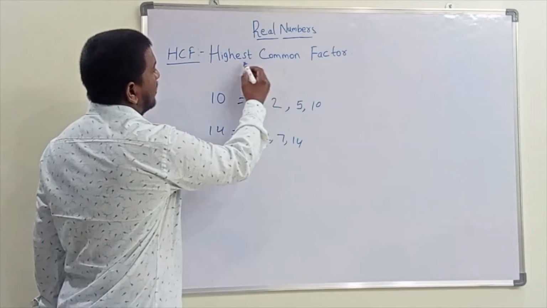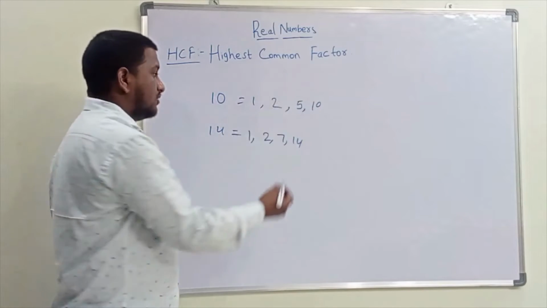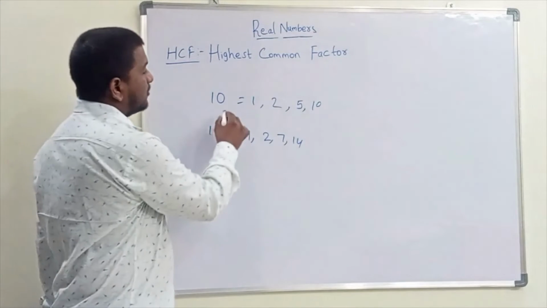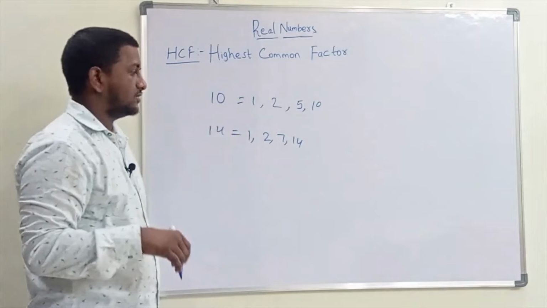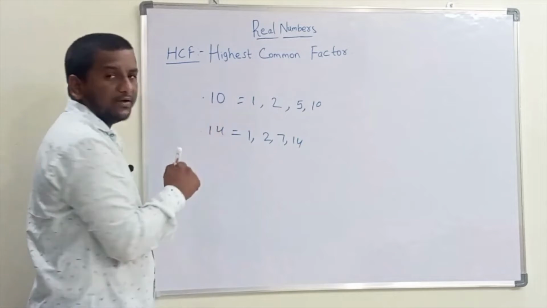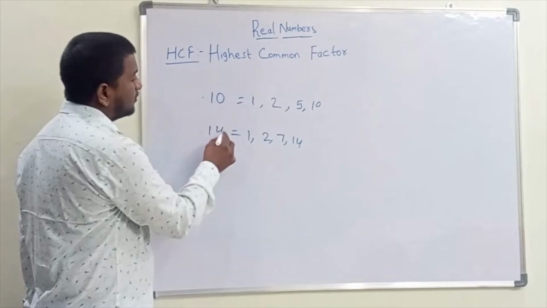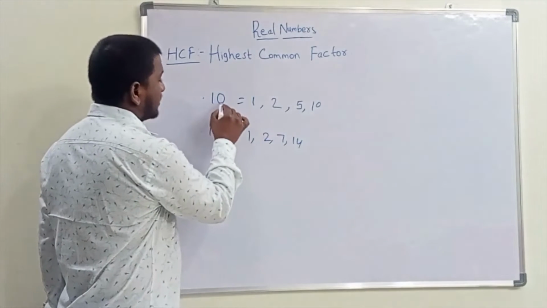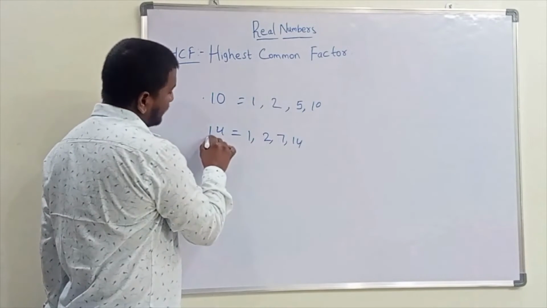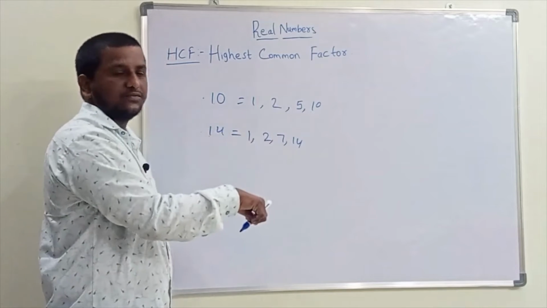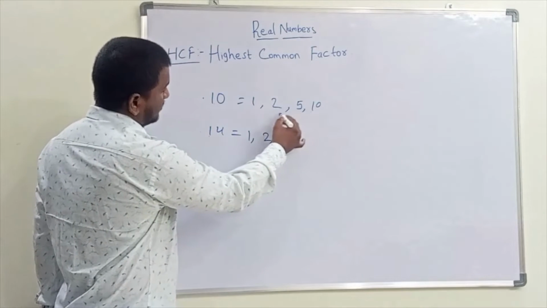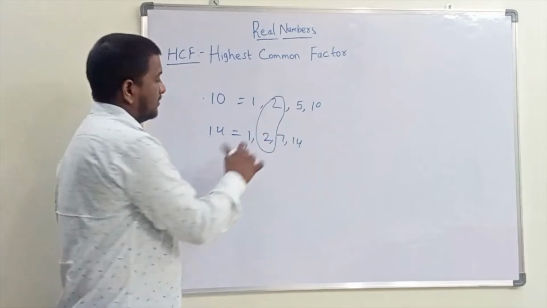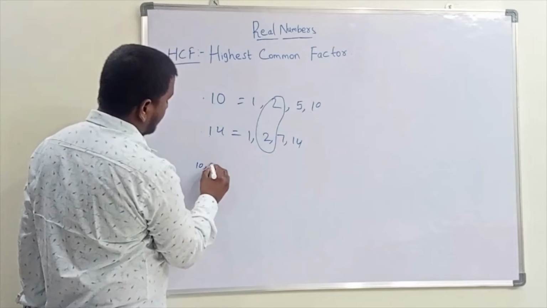Now next is highest common factor. Common factor means common. We are given two numbers, and we are asked to find the highest common factor of the two numbers. Let's say 10 and 14 are given, and we have to find the highest common factor of 10 and 14. The highest factor of 10 is 10, the highest factor of 14 is 14. But what is the common highest factor? Here it is 2. So 2 is common and highest. So 2 is the highest common factor of 10 and 14.